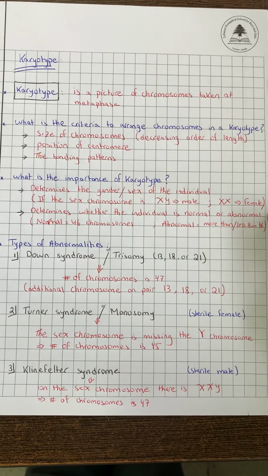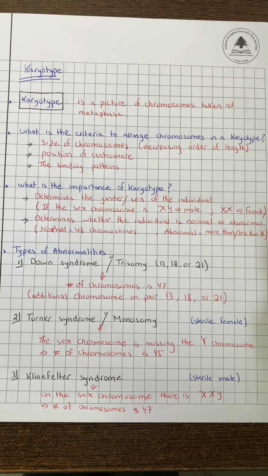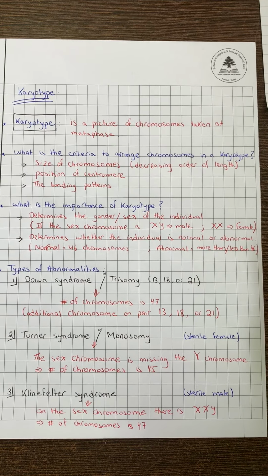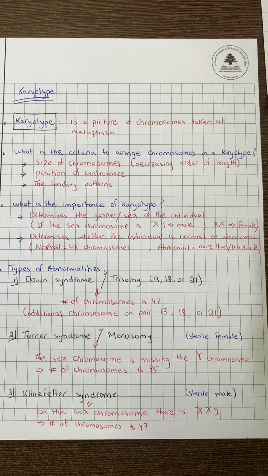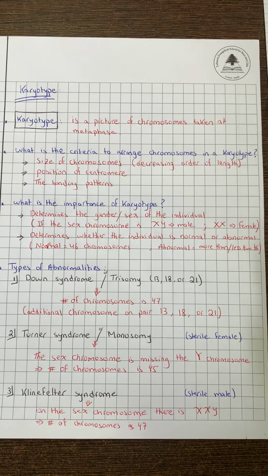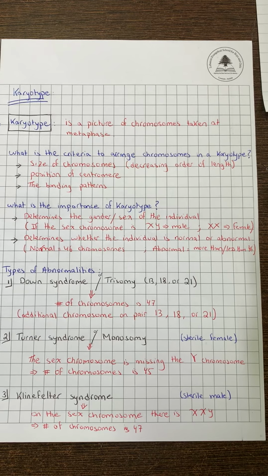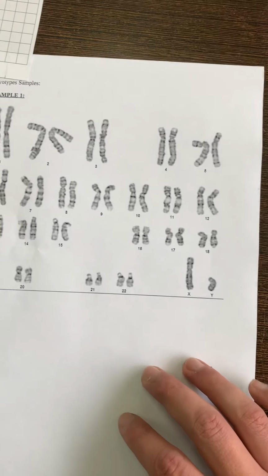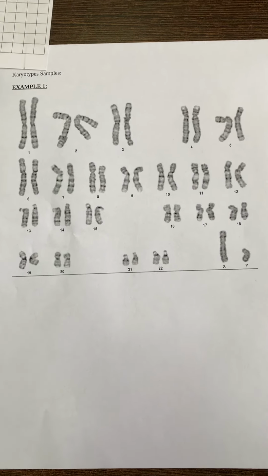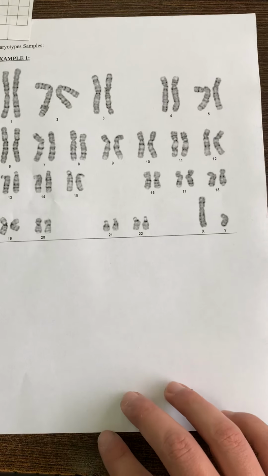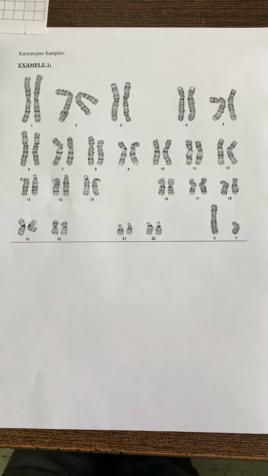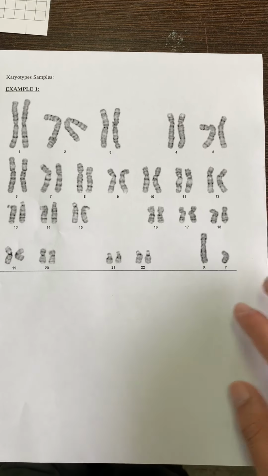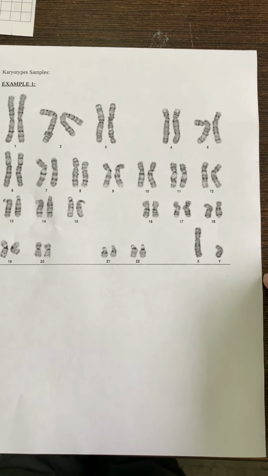So far we finished two things: the definition of karyotype and the way we arrange chromosomes to make a karyotype. Now, getting to the importance of karyotype, we have mainly two importances to do a karyotype. The first one: the karyotype is important because it tells us about the gender of the individual. That means if a female is pregnant and she wants to know whether she is pregnant with a male or female, she can simply do a karyotype.